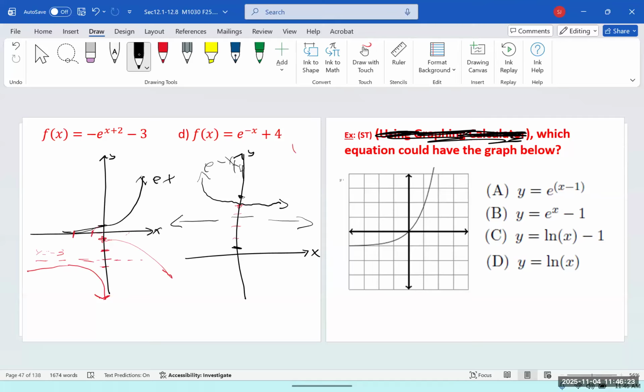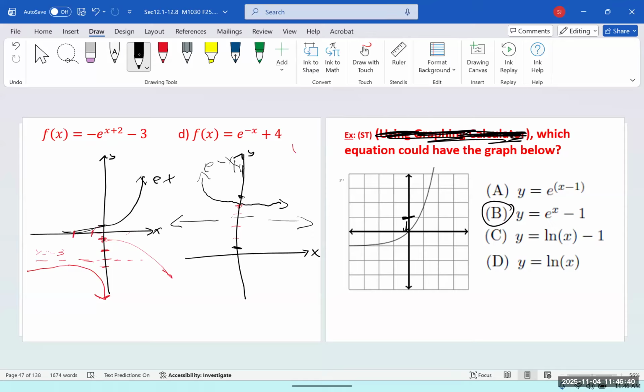Good. I think it's B. B, why do you think that? Because the original graph is at 1, 0, and so that's 0. So it's minus 1. And it shifted 1 unit down.